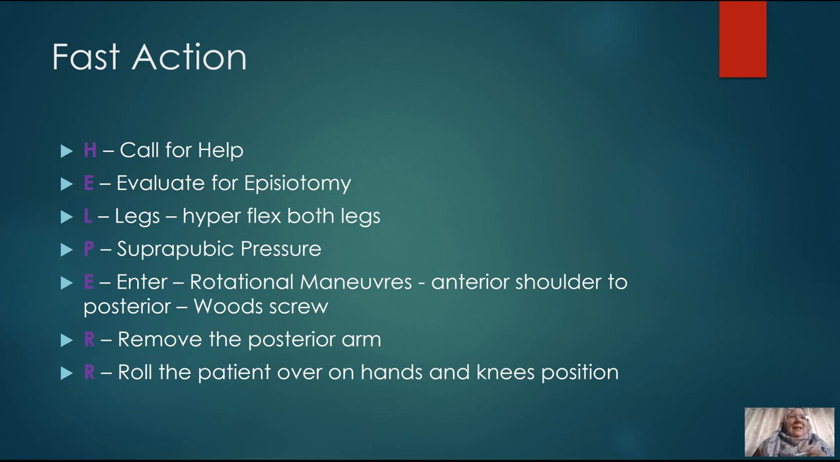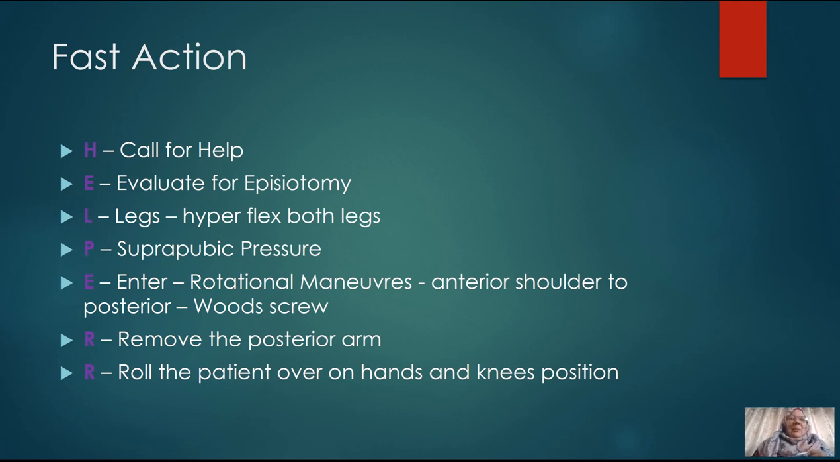Then you look at the legs, and this is very important. You put the patient down on her back, and you pull up the legs. You hyperflex both legs. This is also called McRoberts procedure. It is not something the patient can do herself. She needs 2 birth assistants, each holding one leg and hyperflexing that leg.